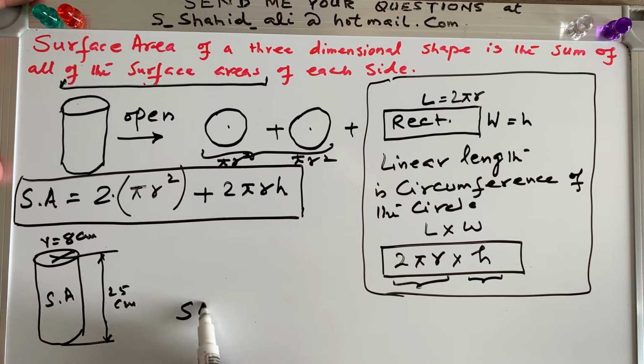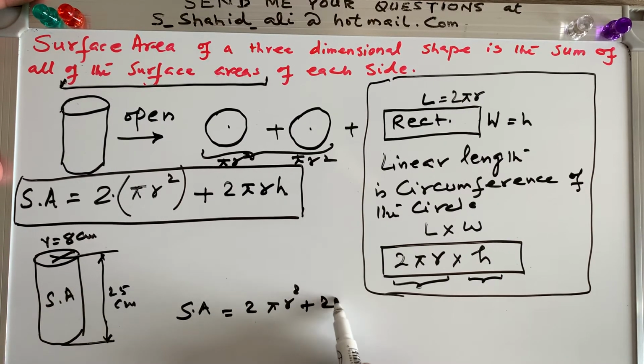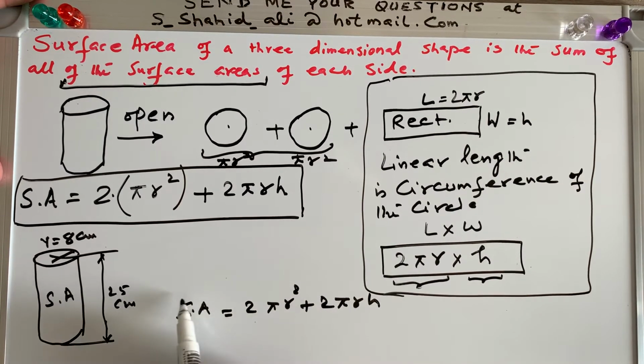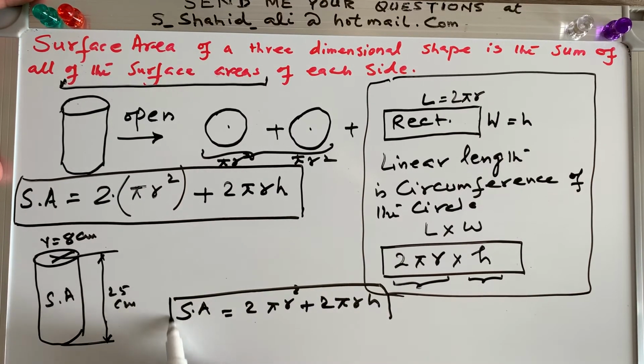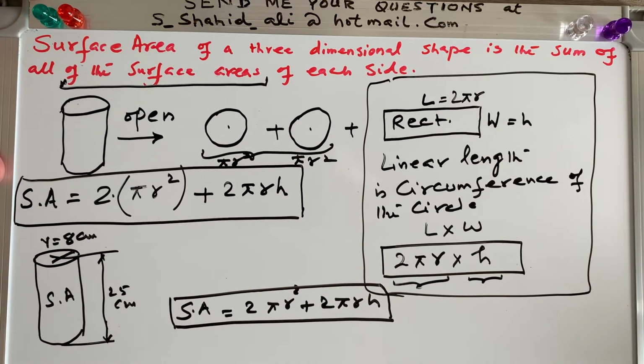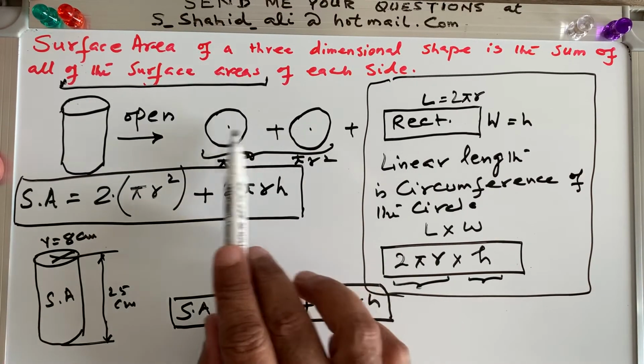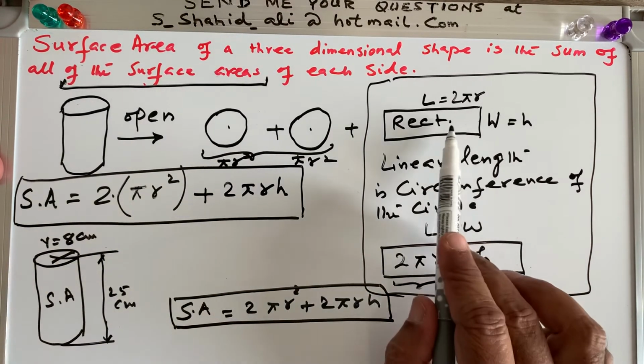Surface area of a cylinder is equal to 2 times pi r square plus 2 pi r h. How do we derive this? We derive this with the concept that the surface area of any three-dimensional shape is the sum of all of the surface areas of each side. What is involved in the surface area of a cylinder? Two circular shapes, two circles, plus one rectangle.